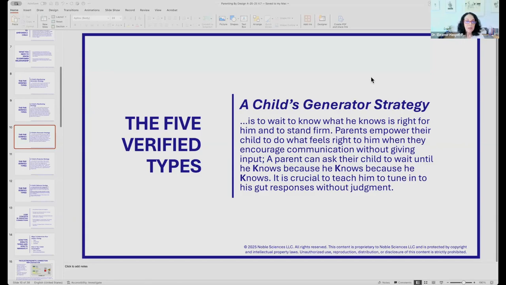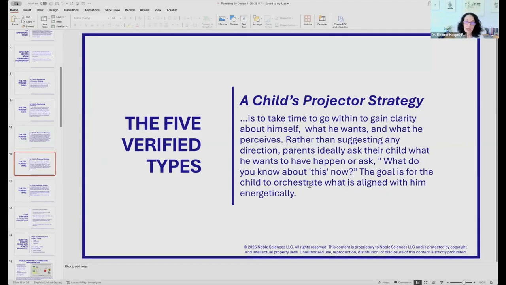that he can take all the time in the world until he knows what he knows, and then to encourage it. And when a child says, I really know this, don't dismiss it. That's who the child is. The projector strategy is taking time to gain clarity about the inner self, what the child wants, what he perceives.